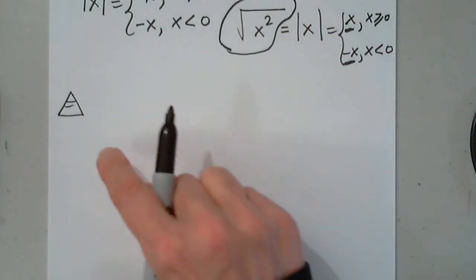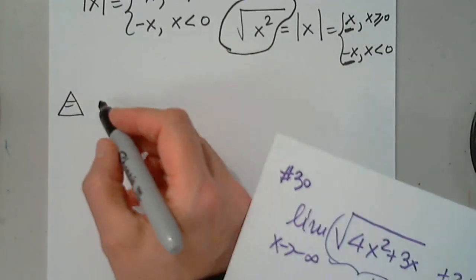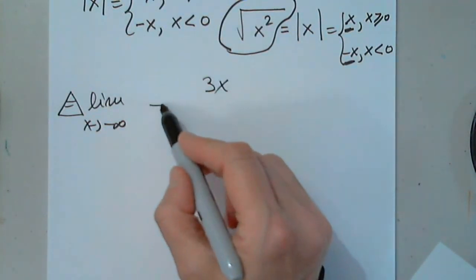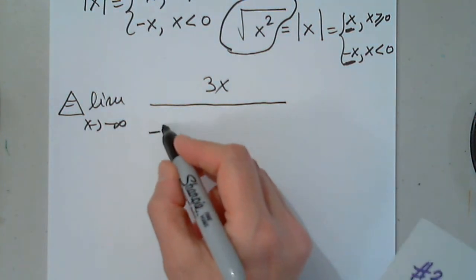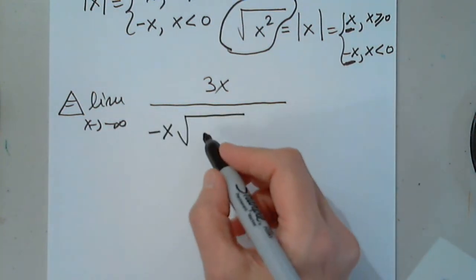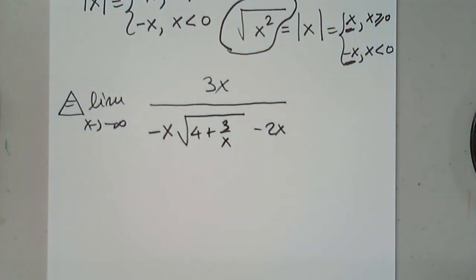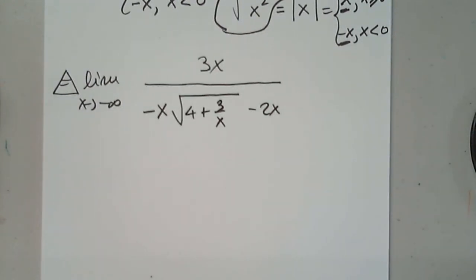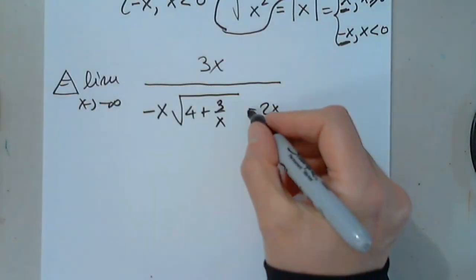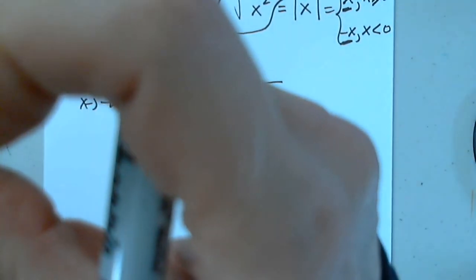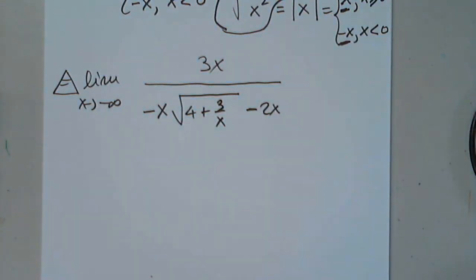So now please follow the symbol back here. And I copy then limit as x approaches negative infinity. The numerator is still 3x. The denominator is negative x times the square root of 4 plus 3 over x minus 2x. Now look at this step and say, I know what you are going to do next. And most probably you do, and I will do it. So what are we going to do next?